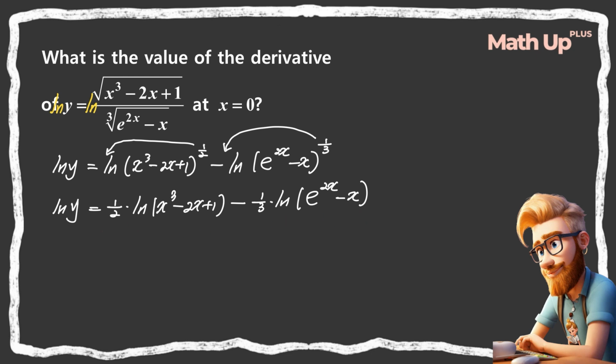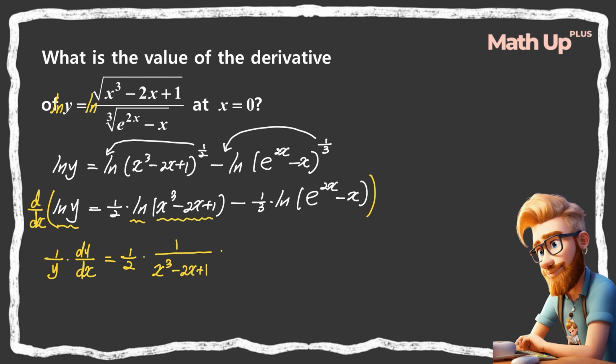Now, differentiate this equation in terms of x. Then we have the derivative of natural log y, that's 1/y times the derivative of y by the chain rule, is equal to 1/2. We have a natural log, so 1 over (x cubed minus 2x plus 1) times the derivative of this expression by the chain rule. So that's 3x squared minus 2, minus 1/3. We have a natural log, so its derivative is 1 over whatever we have here, e to the 2x minus x, times the derivative of this expression by the chain rule.